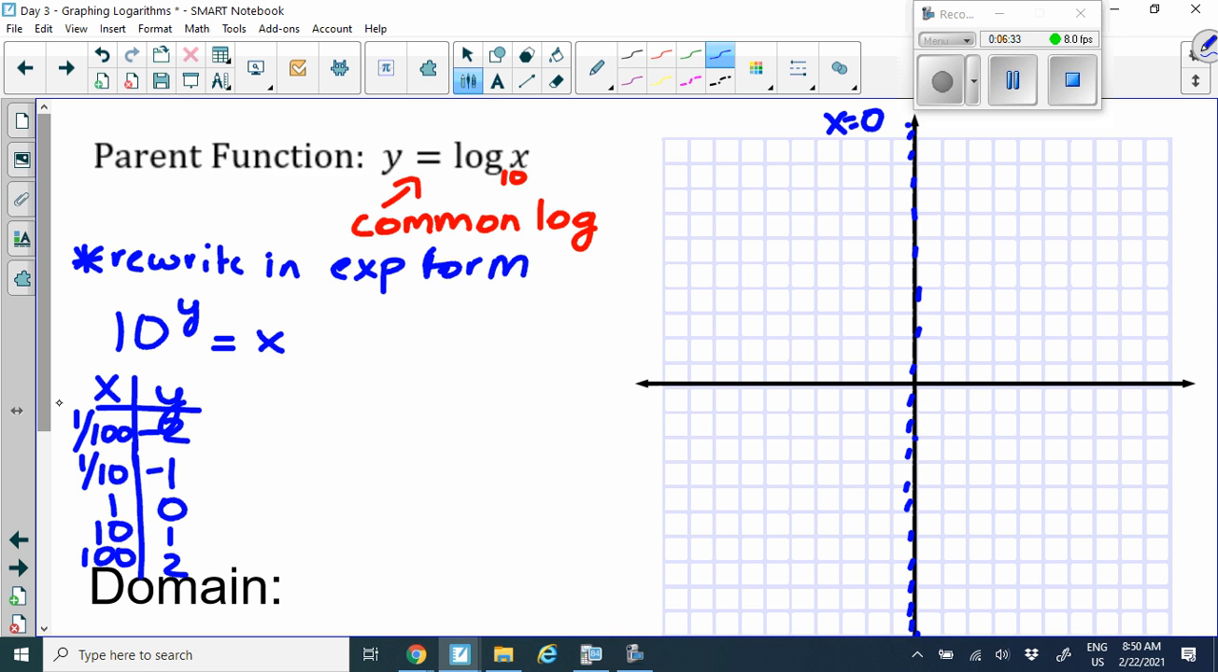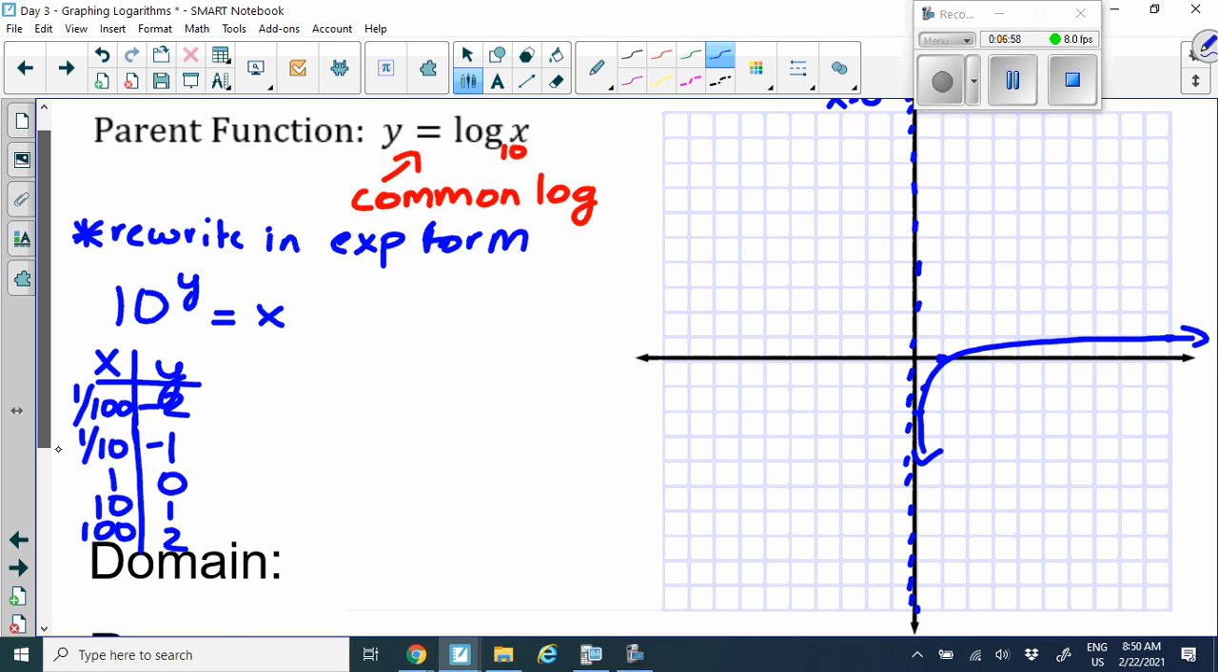So we have 1/100, and that's at -2, so just kind of do what you can here. Okay, 1, 0. Then we have 10, 1, and then we can't graph the other one. Okay, so here we go. Now, we don't have any h's and k's, so we don't need to move anything, so we're good to go. But let's talk about domain and range, okay?